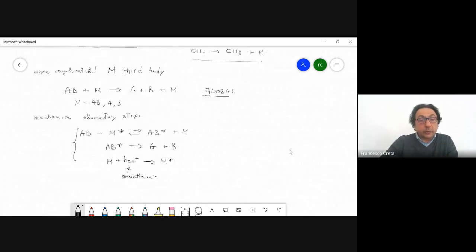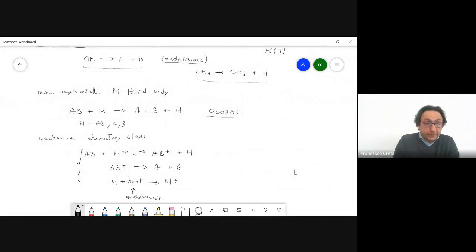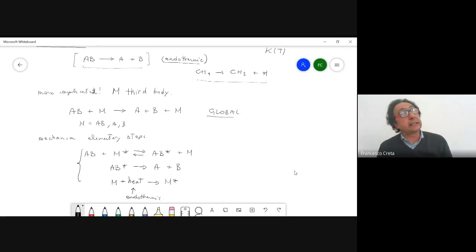Why is it so complicated? Remember that we started out from this sort of symbolic step, okay? And looking at this, one may be entitled to say, okay, look, AB splits up into A and B, so this is a unimolecular process, okay? It involves one species. But remember, this is not exactly what's happening, so you can't really say that it's unimolecular in the sense that this is a wrong representation of an elementary step.